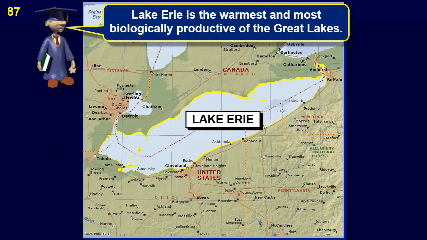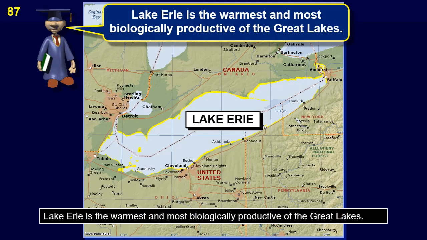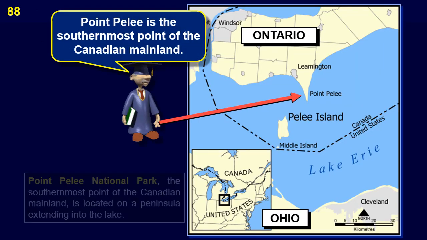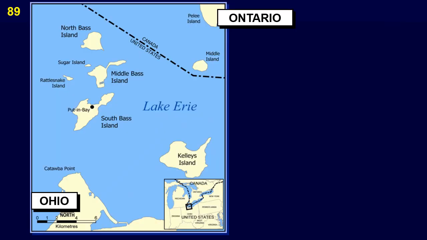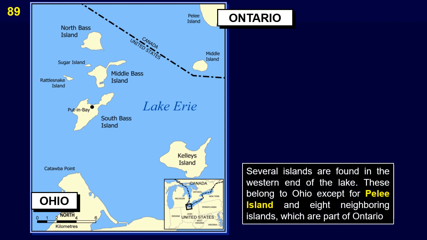Lake Erie is the warmest and most biologically productive of the Great Lakes. Point Pelee National Park, the southernmost point of the Canadian mainland, is located on a peninsula extending into the lake. Several islands are found in the western end of the lake. These belong to Ohio except for Pelee Island and 8 neighboring islands, which are part of Ontario.